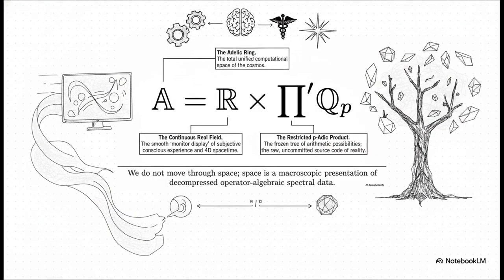It's fascinating how this framework breaks reality down into two distinct parts using the adelic ring equation. On one side, you have the p-adic product. You can think of this as the frozen tree of mathematical possibilities, right? It's the raw, uncommitted source code of reality. And on the other side, you've got the continuous real field, which is the smooth 4D monitor display of our everyday subjective conscious experience. So we are constantly decompressing that raw code into our flowing reality.